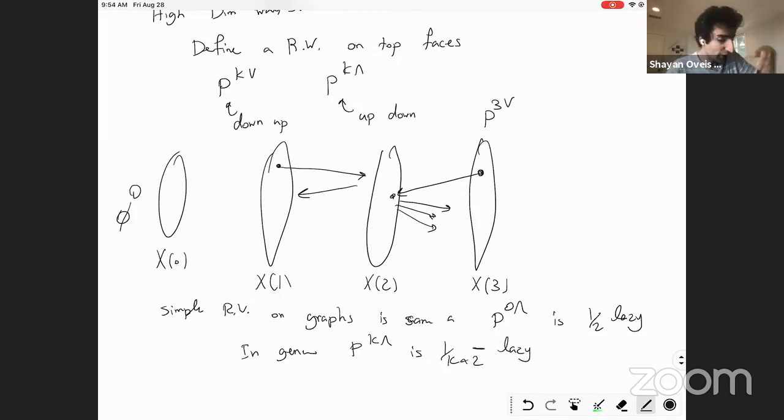Okay. So this walk is basically a simple generalization of the walks we usually do on graphs. But now you sort of oscillate between these faces of dimension k minus 1 and k, or k and k plus 1.